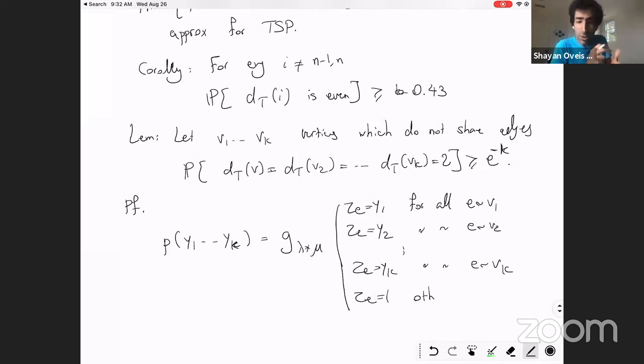Okay, so you get this new polynomial p with k variables, which is not homogeneous anymore, but it is real stable. So p is real stable.